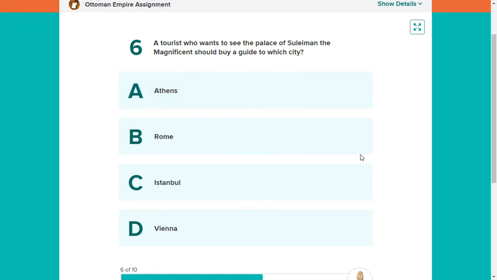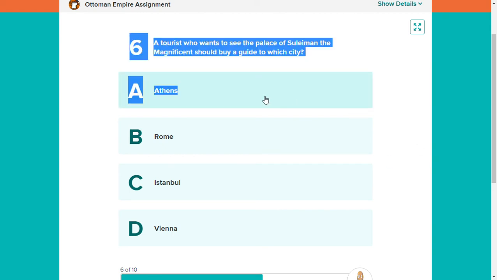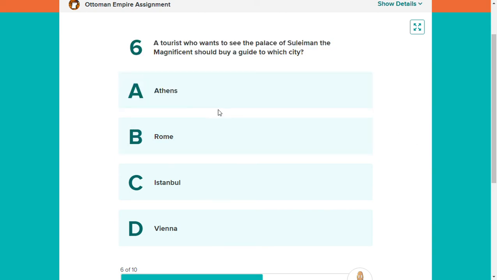Okay, 6. A tourist who wants to see the palace of Suleiman the Magnificent should buy a guide to which city? Where would Suleiman the Magnificent's palace be? Athens, Rome, Istanbul, or Vienna? One should jump out at you. Athens, remember, is in Greece. Rome is in Italy. Vienna is in Austria. Istanbul is in modern-day Turkey. This is the previous capital or former capital of the Ottoman Empire.